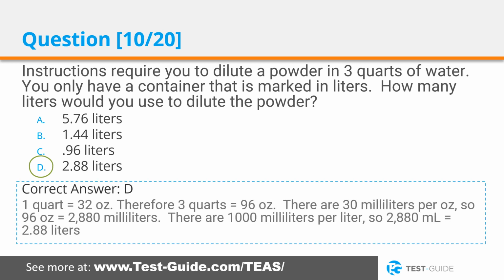Correct answer D. 1 quart equals 32 ounces. Therefore, 3 quarts equals 96 ounces. There are 30 milliliters per ounce, so 96 ounces equals 2,880 milliliters. There are 1,000 milliliters per liter, so 2,880 milliliters equals 2.88 liters.